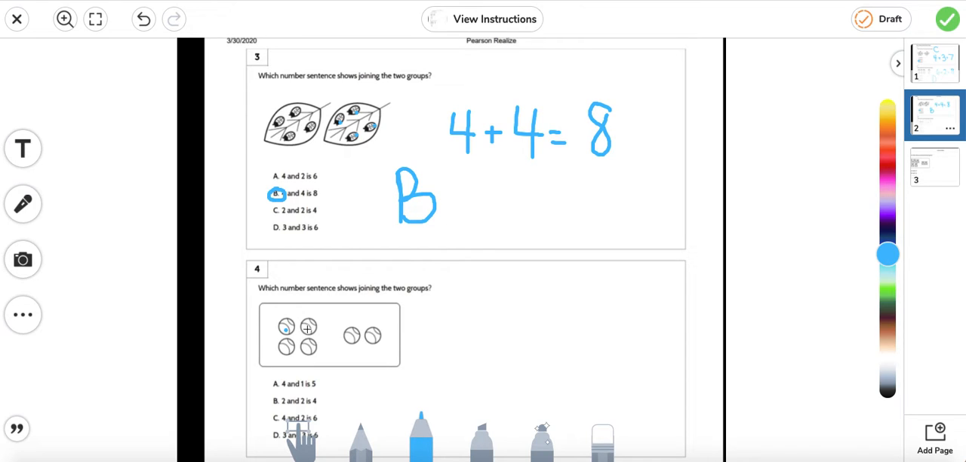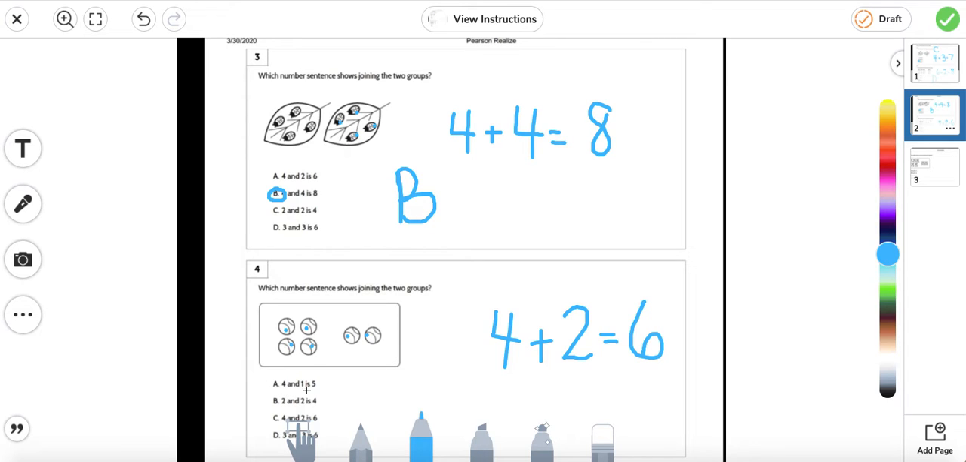Okay, number 4. Which number sentence shows joining the two groups? So our first group, we have 1, 2, 3, 4. Our second group, we have 1, 2. What is 4 plus 2? 4, 5, 6.